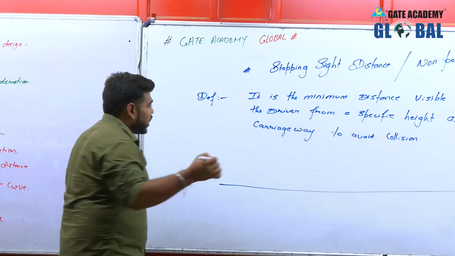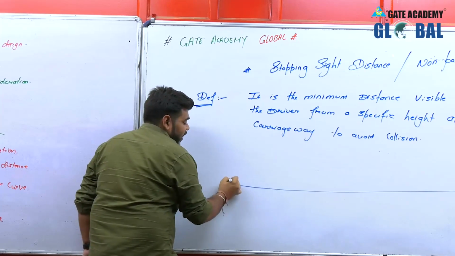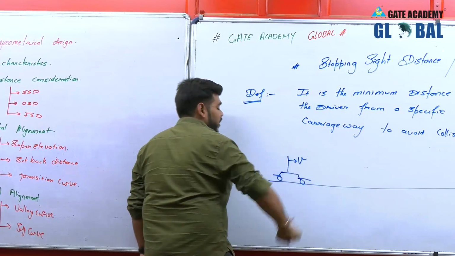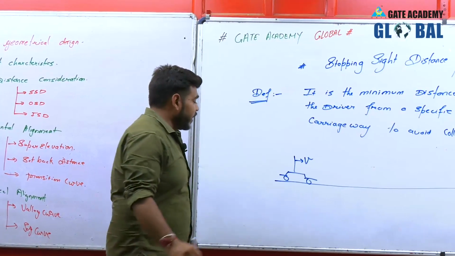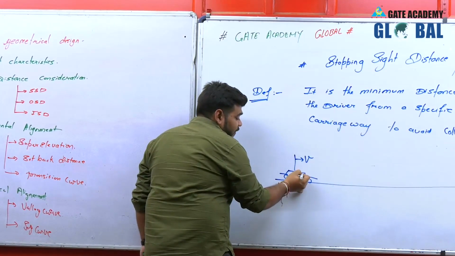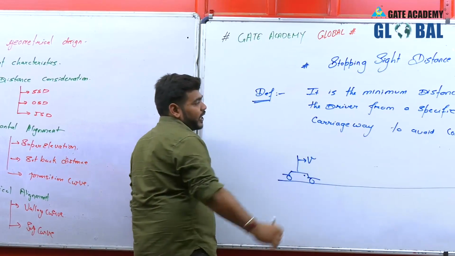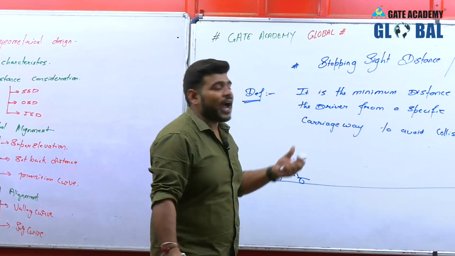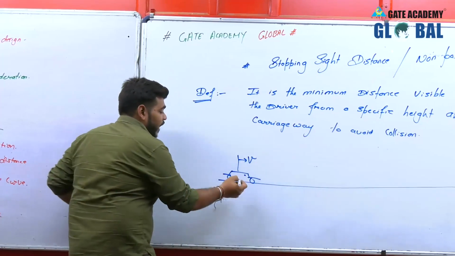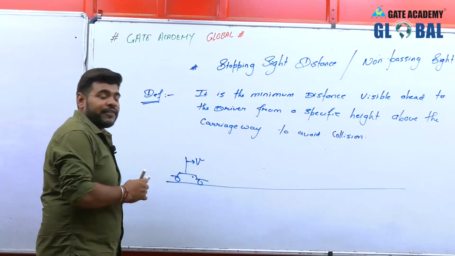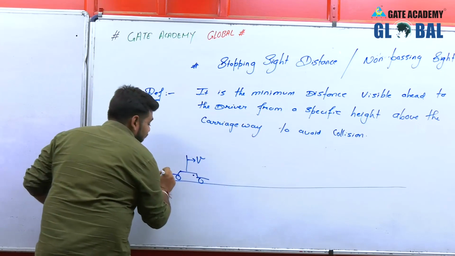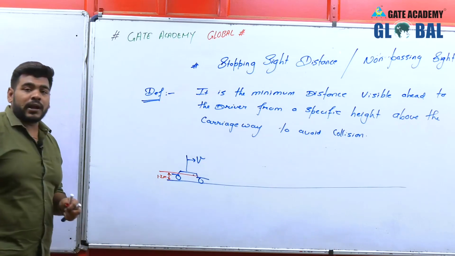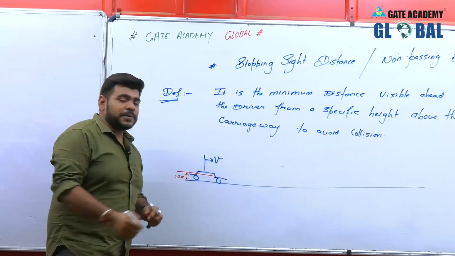As per the definition, there is a vehicle moving on this road, on this pavement, with a velocity capital V. There is a driver sitting over there at a specific height. We are considering that the driver has a specific height above the carriageway. The specific height we are considering is the height of driver's eye, and as per IRC, the value of this driver height is given as 1.2 meter, with which the driver sees the object coming in front of it.